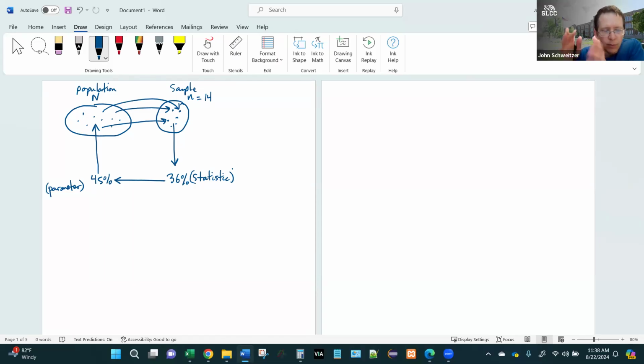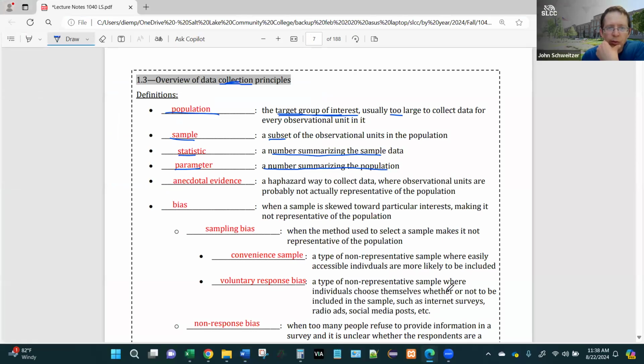Now, later, we're going to learn how to use this 36% to make an inference about the parameter. So that's what that last arrow there is doing. It's making an inference from a sample to a population. But that's a later discussion. Another way to remember this is S in sample goes with S in statistic, and P in parameter goes with P in population.